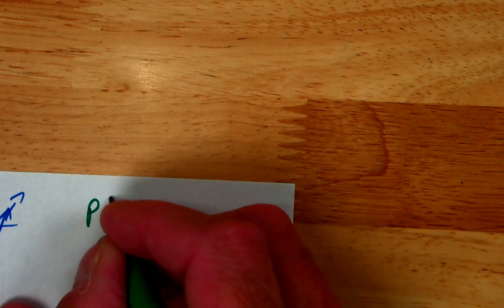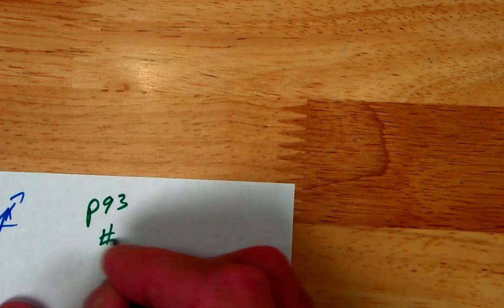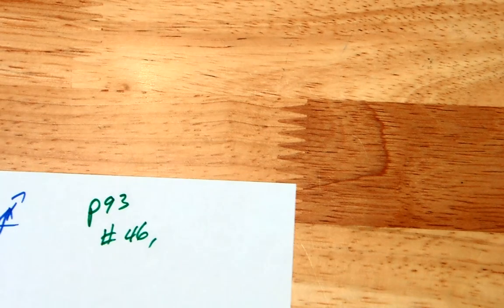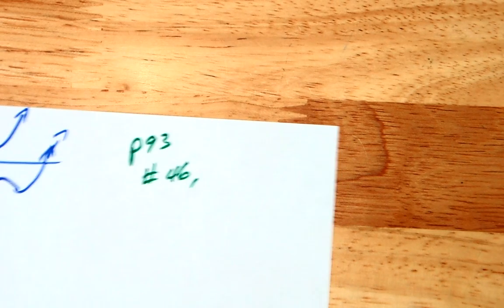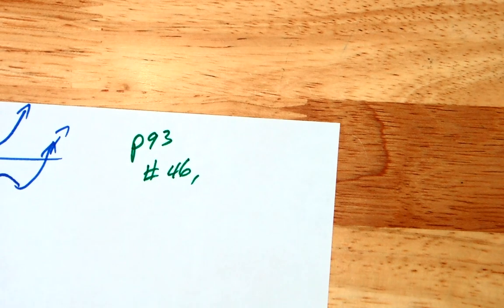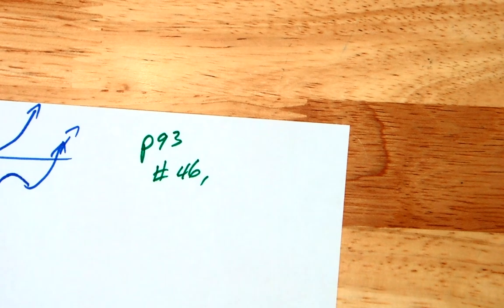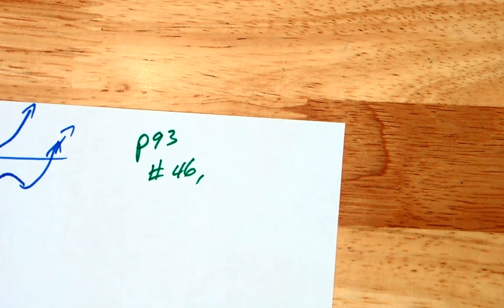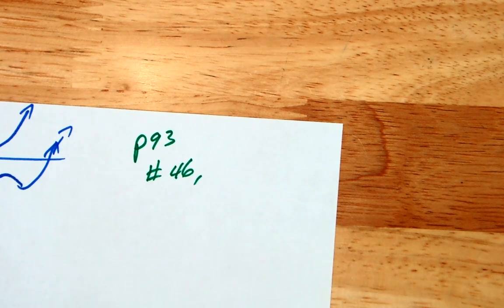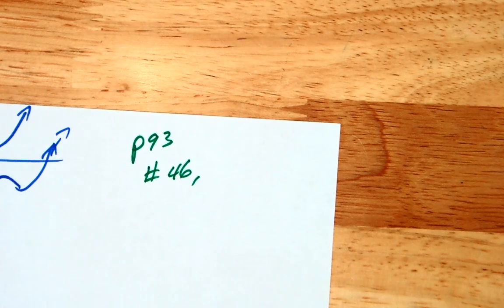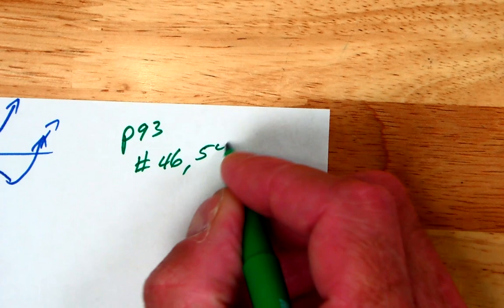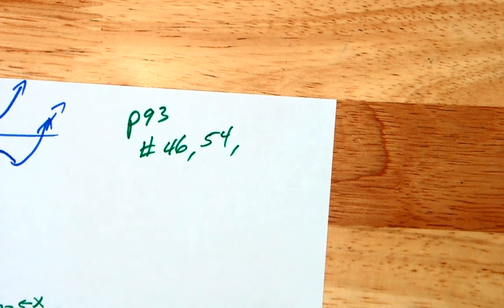93. Number 46. So on 46, get one radical by itself. Carefully FOIL it out, times itself on the other side, and then you'll be okay. 54. So yes, you may see something like that on a quiz. So take it seriously.